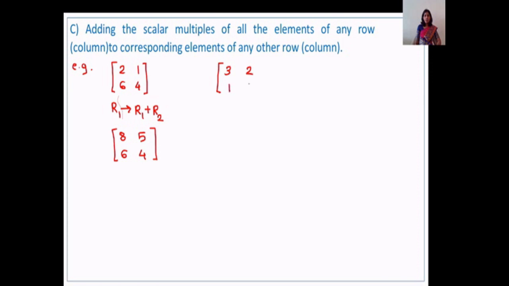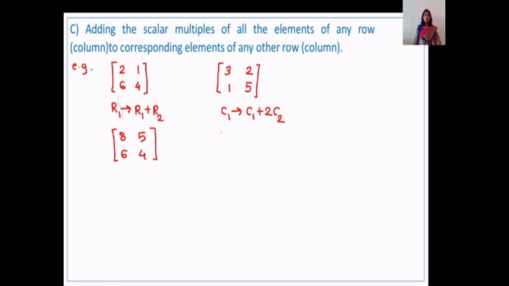3, 2, 1, 5. Here C1 gives C1 plus 2C2. Here we write C1 gives C1. If there is C1, firstly we start with C1, not C2. If we have to make the change in C1, then we start with C1. So that gives C1 plus 2C2. That means firstly multiply C2 by 2, then add this number in C1 and write this whole addition in C1.